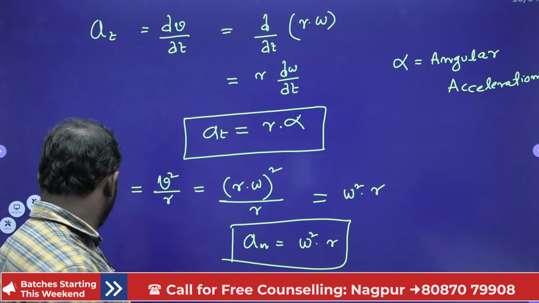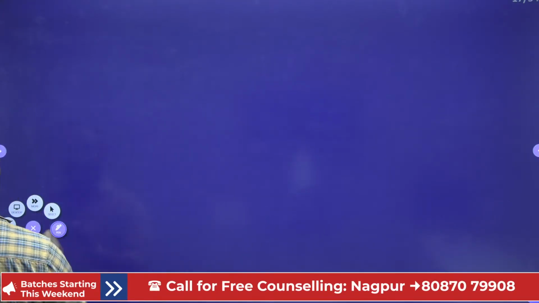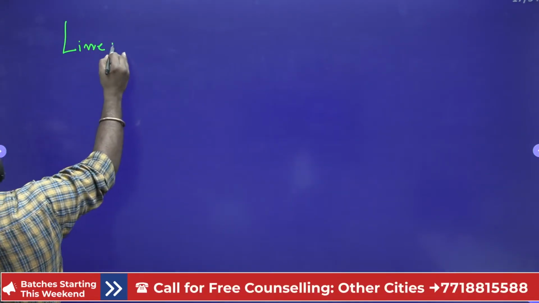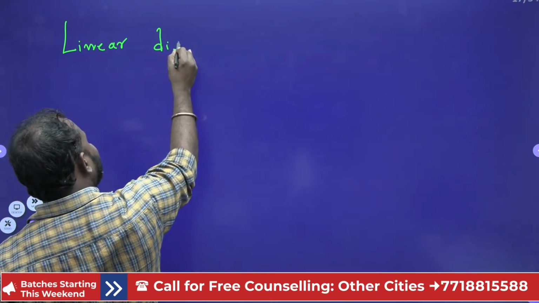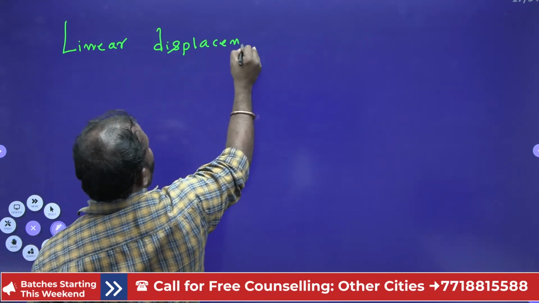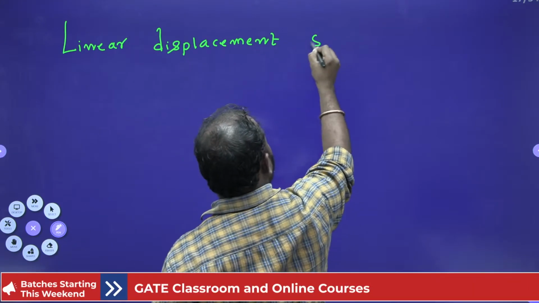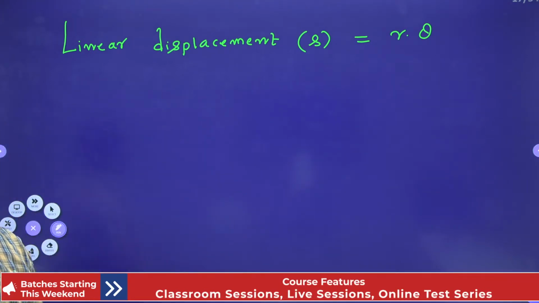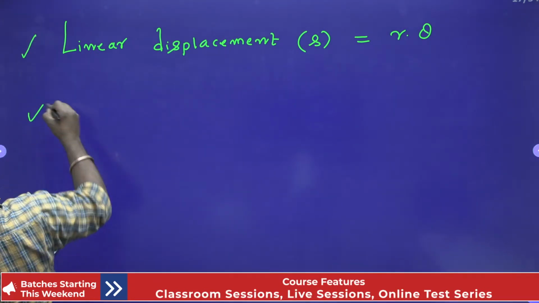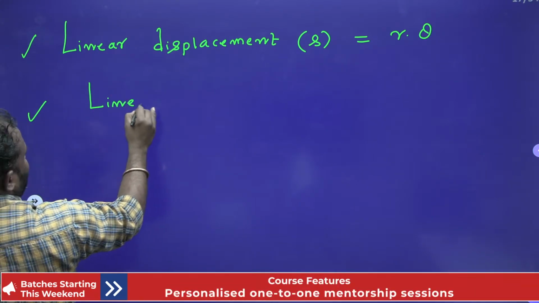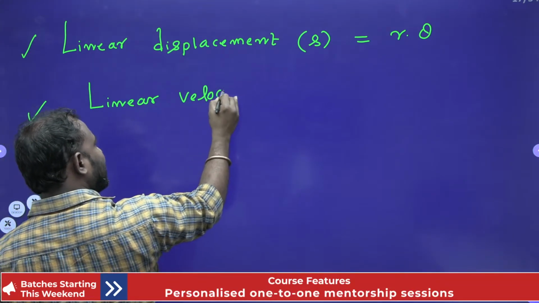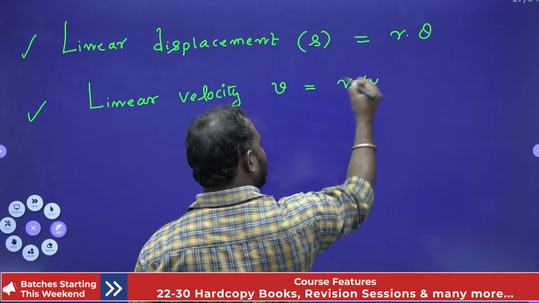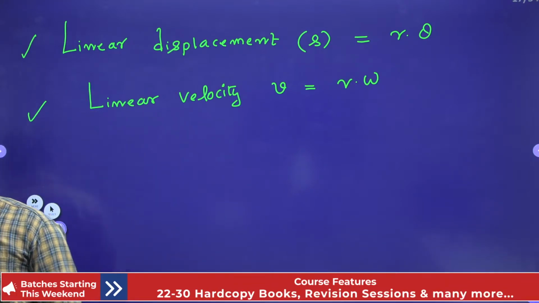Now let's write all at once what we have derived so far. Linear displacement is equal to r into theta. Next, linear velocity v is equal to r into omega, as we have derived.